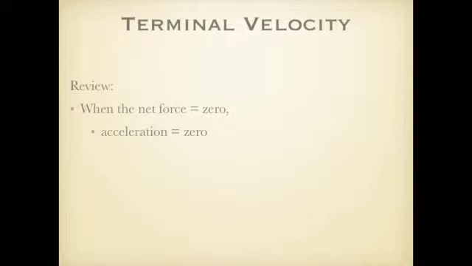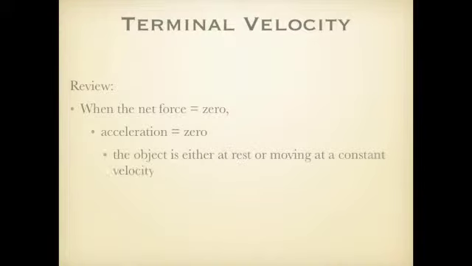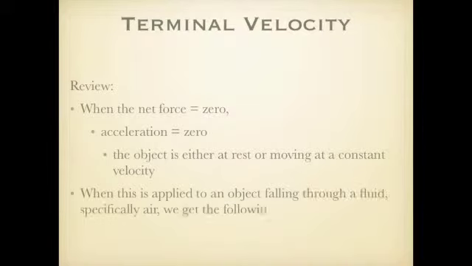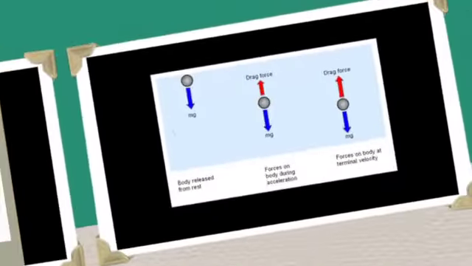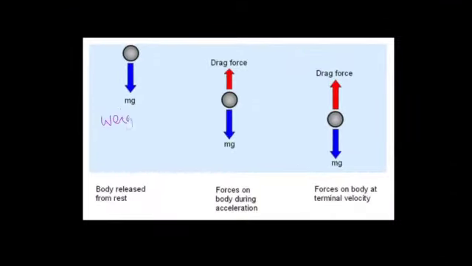Now let's take a look at terminal velocity. A quick review. When the net force equals 0, the acceleration is equal to 0. If the acceleration is equal to 0, the object is either at rest or moving at a constant velocity. When this is applied to an object falling through a fluid, specifically air, we get the following diagrams. Make sure you are writing these notes on your diagram and in your composition book.